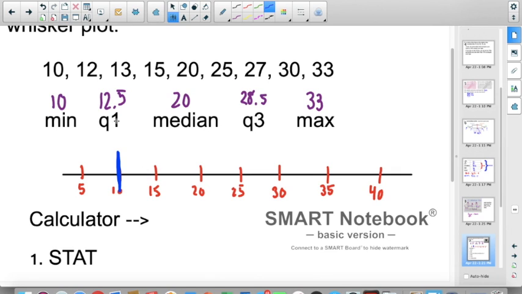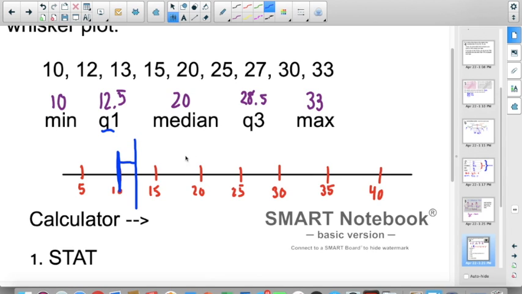Q1 is at 12.5. Again, Q1 is the start of your box, okay? So that means that I'm going to go to about 12.5. Let's say that's about right here. And that is going to be the start of my box. Okay, so there's my first big line for the start of my box.